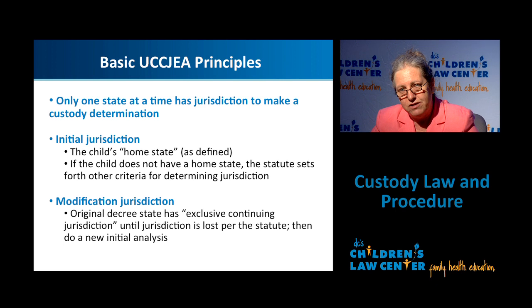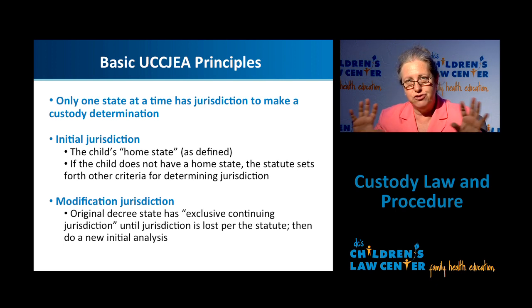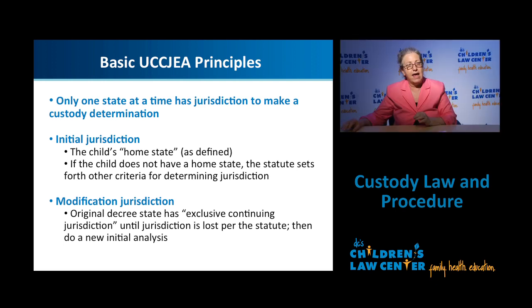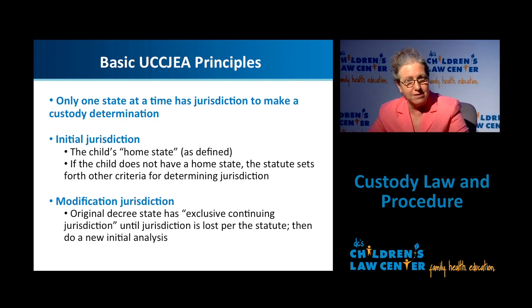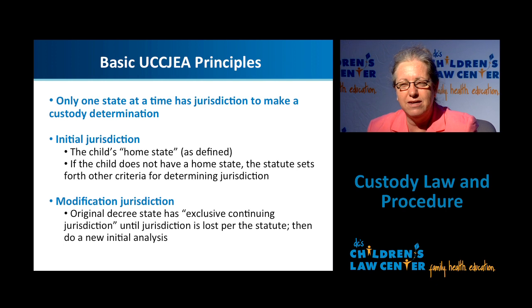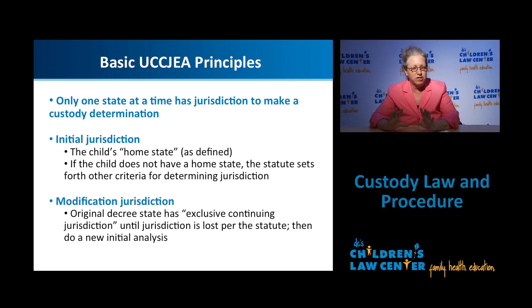The UCC JEA divides custody determinations into 2 categories: initial jurisdiction and modification jurisdiction. If this is the very first time the court is being asked to make a custody determination, then there's one analysis. The basic analysis is that if the child has a home state, as defined by the statute, that's the state with jurisdiction. And the home state is basically the state where the child has lived with a parent or person acting as a parent for 6 months immediately preceding the filing of the action.